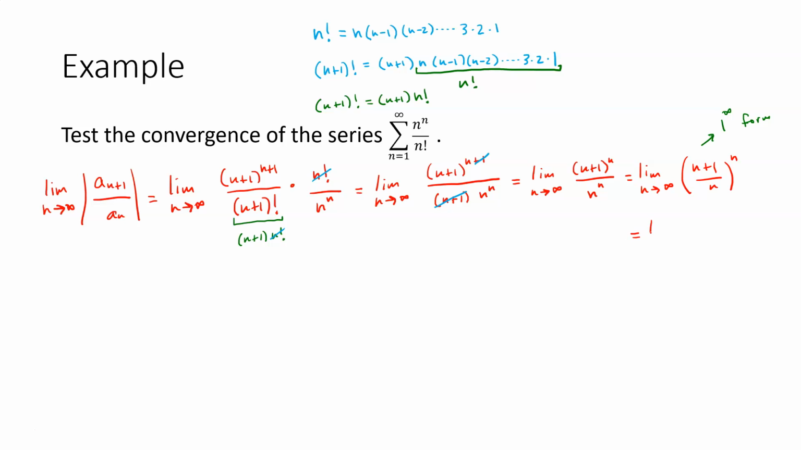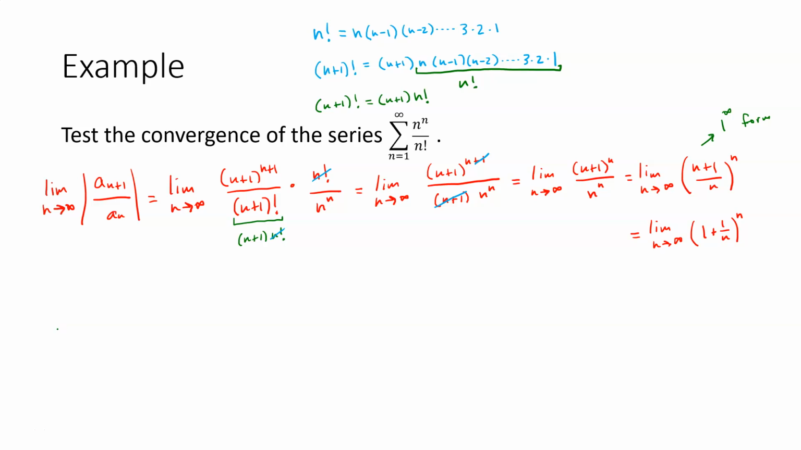So actually here, let me simplify the inside a tiny bit. n over n is 1, plus 1 over n, to the n. You might recognize that this is the limit that gives me e. So let's actually work it out here. I'm going to work it out using L'Hopital's rule.